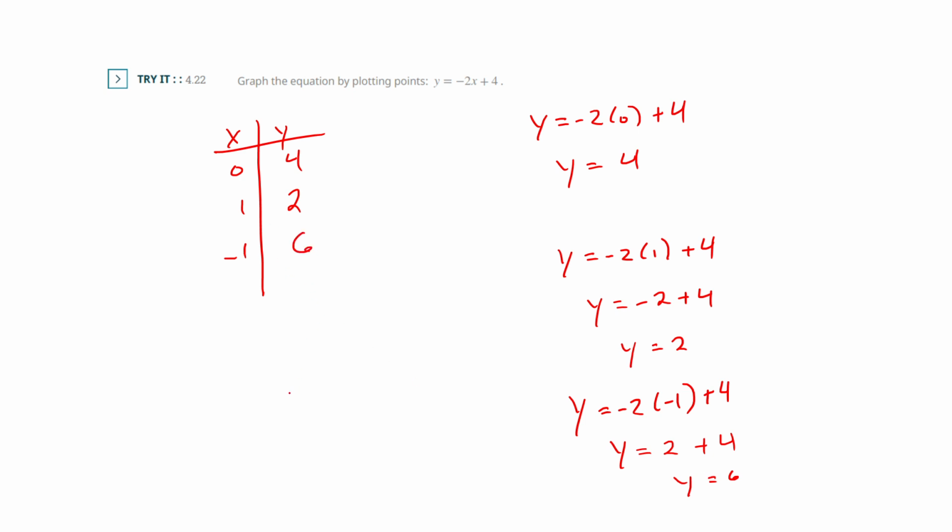And I get 6. Okay, let's graph them. So 0, 4, 1, 2, -1 in the x, 6 in the y. Okay, so those are my 3 points. I can now connect them and make my line.